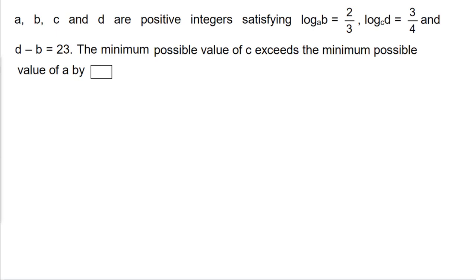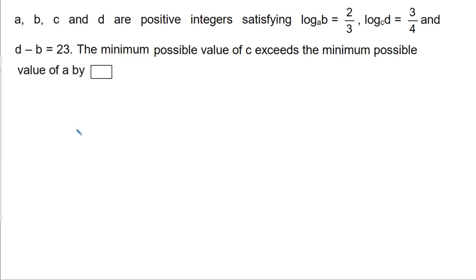Okay, the second question is in front of you. A, B, C, D are positive integers, satisfying log of B to the base A is equal to 2 by 3, log of D to the base C is equal to 3 by 4, and D minus B is equal to 23. The minimum possible value of C exceeds the minimum possible value of A by how much? Okay, this is our question.